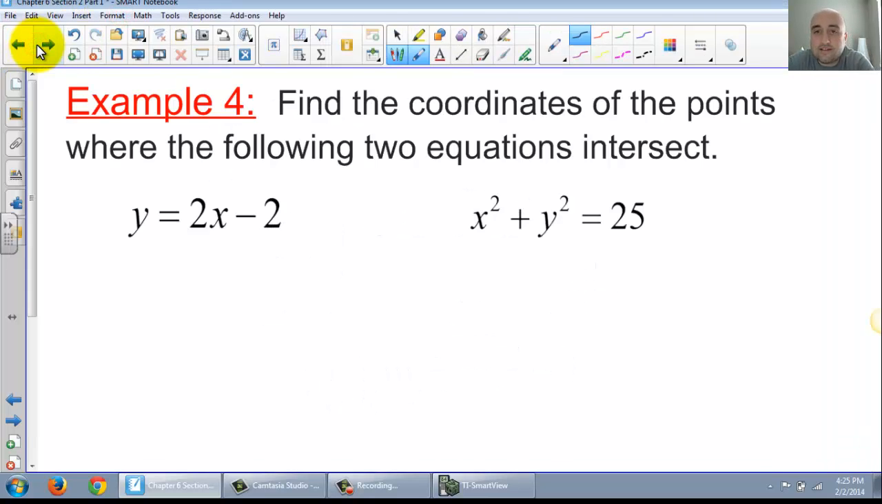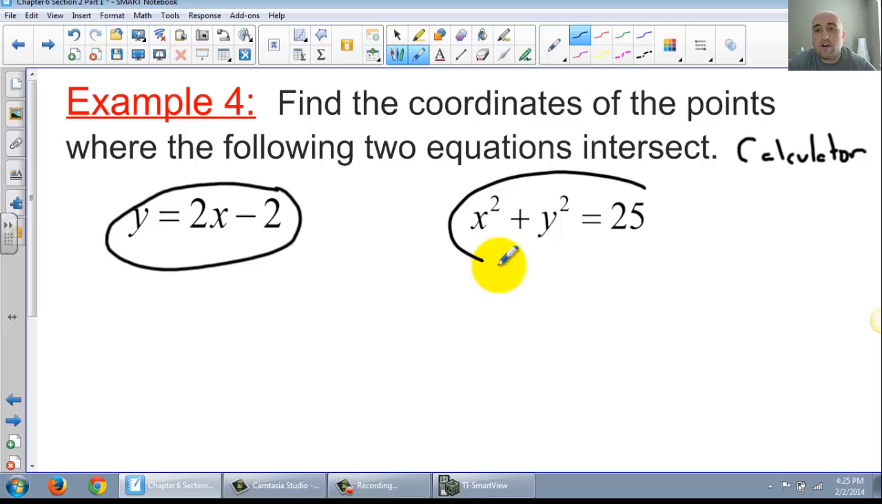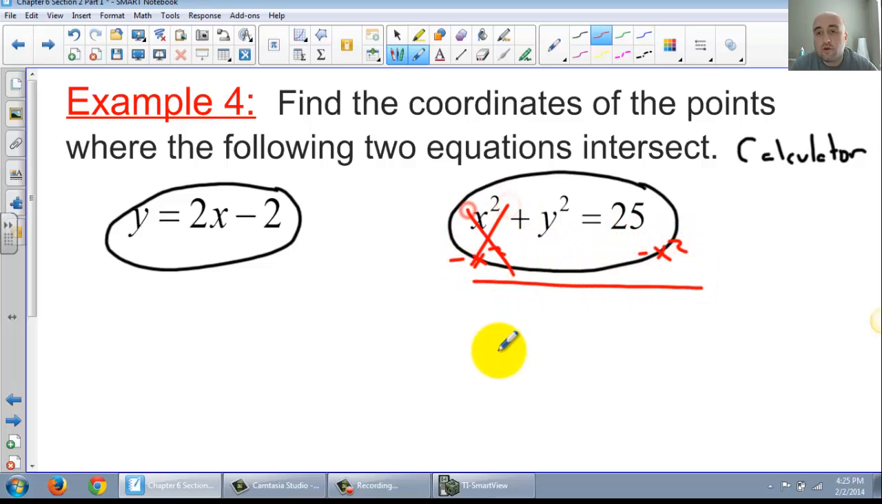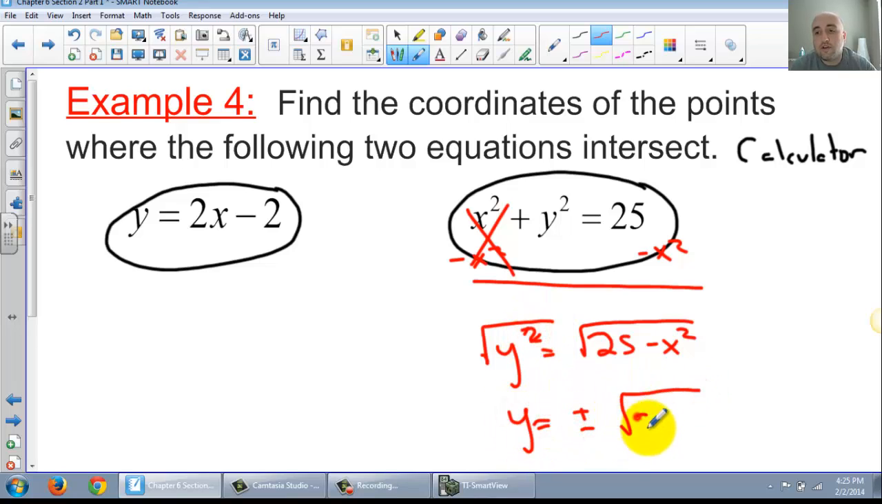Last example. It says find the coordinates of the points where the following two equations intersect. So what we're going to do is use our calculator to do this. Whenever we're trying to find intersection points, we're going to use our calculator. This one is good to go. This one, however, we need to solve for y. So I'm going to do a couple things first here. I need to subtract x squared. The x squareds go away, so y squared equals 25 minus x squared. I need to square root. So y is equal to plus or minus the square root of 25 minus x squared.